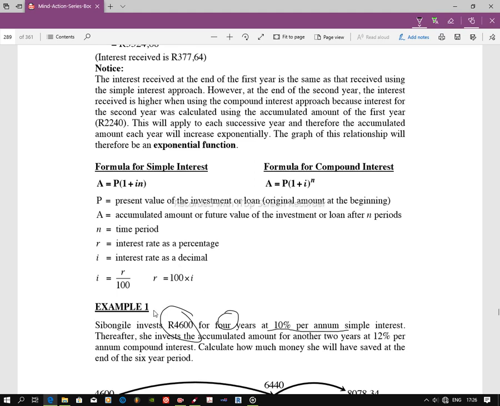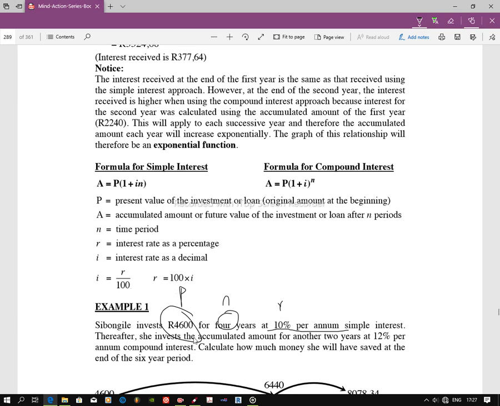So we already have P here, which is the present value. We have the number of years, which is N, and we also have R, which we can convert to the I that we need.